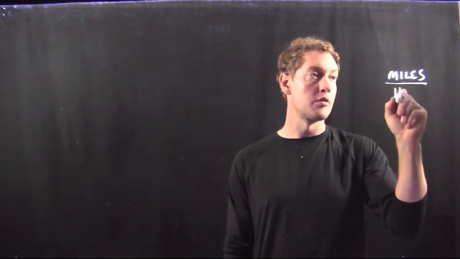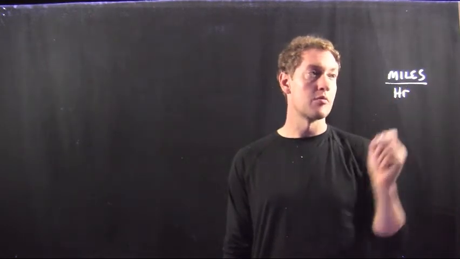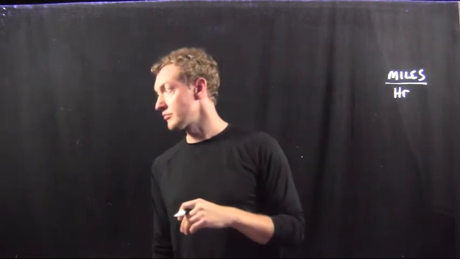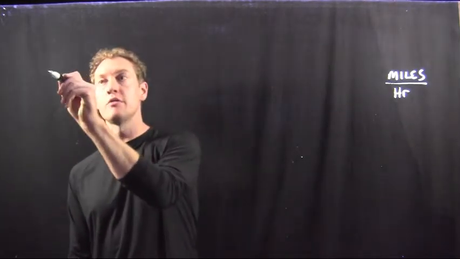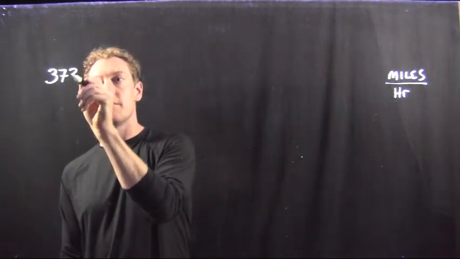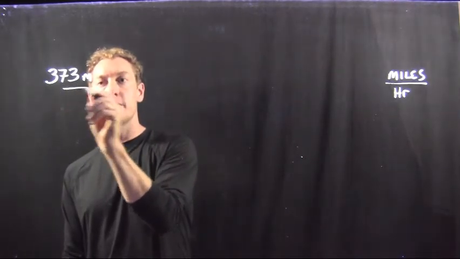I'm used to thinking in miles per hour. What would 373 meters per second be in miles per hour? At the end of the problem, I'll have 2 units this time. I will have miles over hours. Miles per hour. We're starting with 373 meters per second.